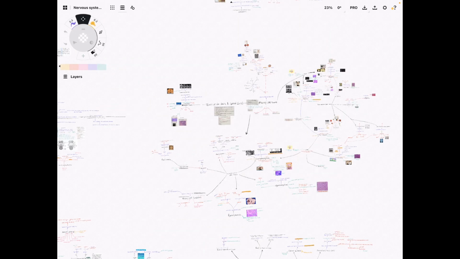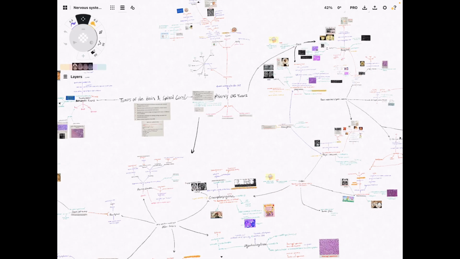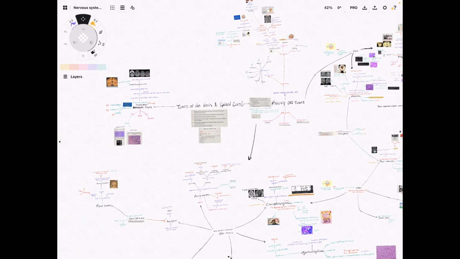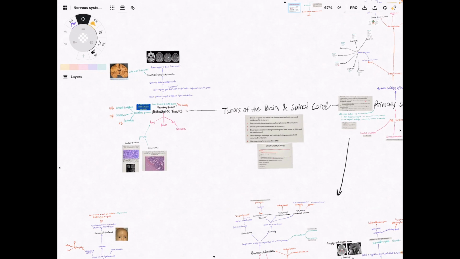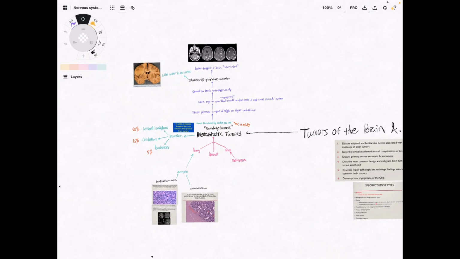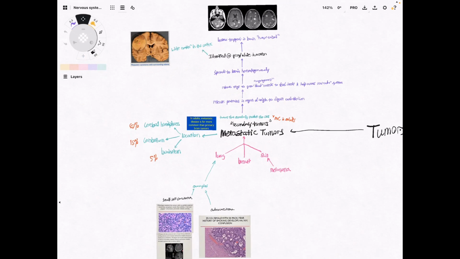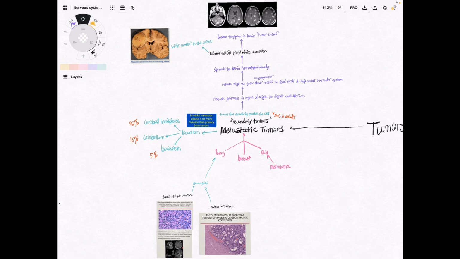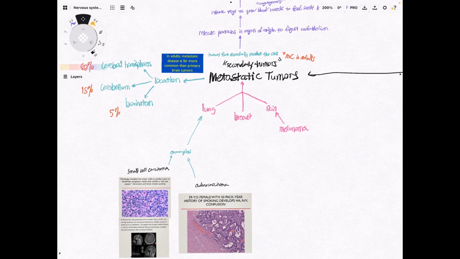Today I want to do a whole video on primary and secondary CNS tumors. So that's tumors that arise in the brain and the spinal cord. We're going to start here at metastatic tumors because they're just more common, especially in adults. And we have three locations where typically metastatic tumors arise from. We have the lung, the breast, and the skin.